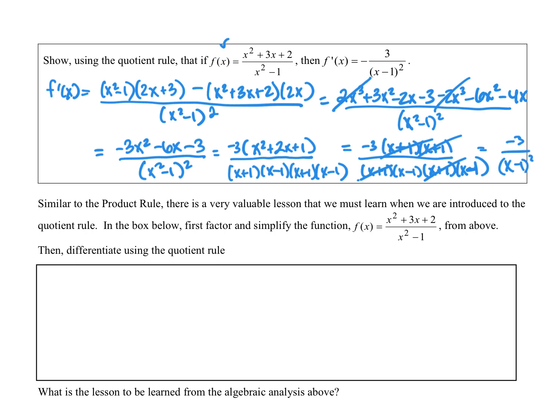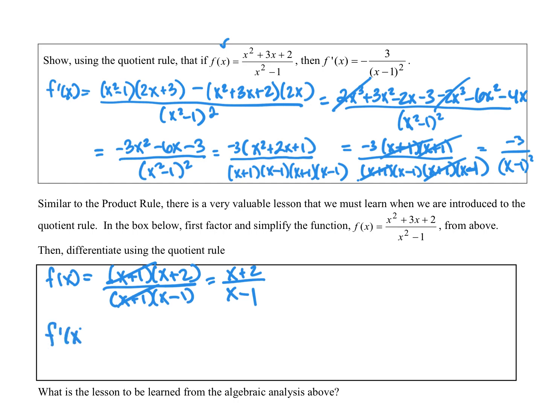How would I be able to simplify this? Yeah, factor it first. So we'll have x plus 1, x plus 2 in the top, x plus 1, x minus 1 in the bottom. So really, this is just x plus 2 over x minus 1. Did I take a derivative yet, though? No, I just simplified. So now let's use the quotient rule to take this derivative.